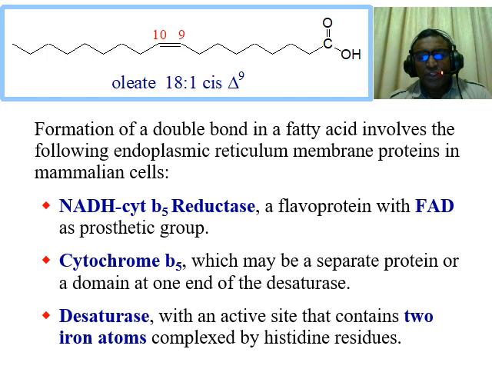So here are shown the requirements for desaturation of fatty acid. Firstly, you need to have the particular desaturase, whichever position is needed, and you also need the electron carriers, two of which are shown here: NADH cytochrome b5 reductase as well as cytochrome b5. These are the carriers of the electron, and the desaturase is also shown.